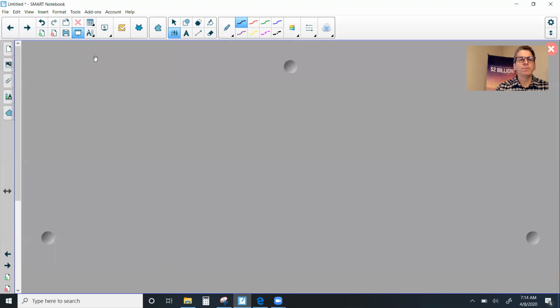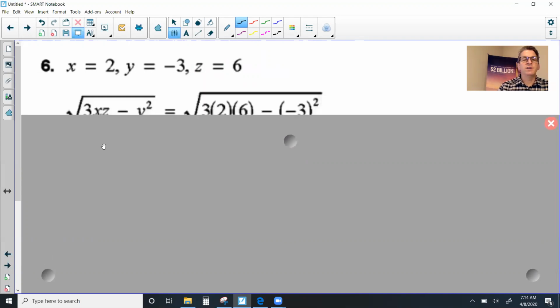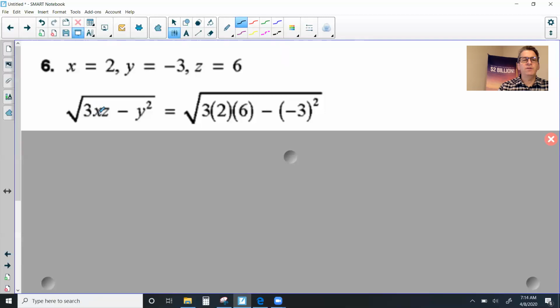Number 6, same thing. We're given x is 2, y is -3, z is 6, and you are asked to simplify the square root of 3 times x times z minus y squared. So again, as I mentioned, the book loves these substitution and evaluating expressions, because you do a lot of that as you get on into your next algebra class. So you can see that you've got your 2 in for x, your -3 in for y, and your 6 in for z.